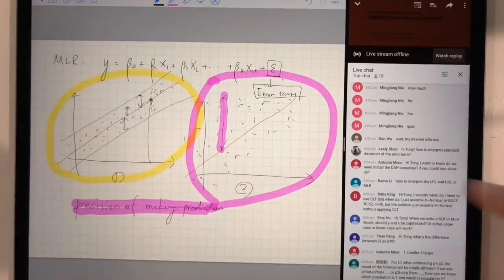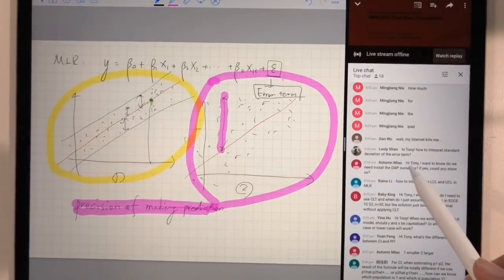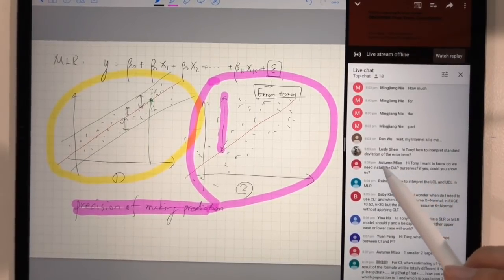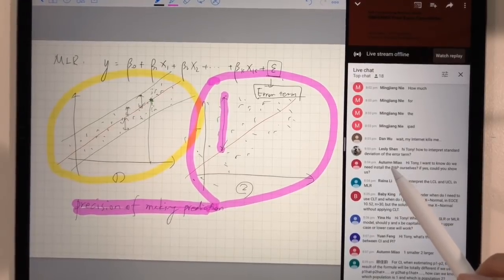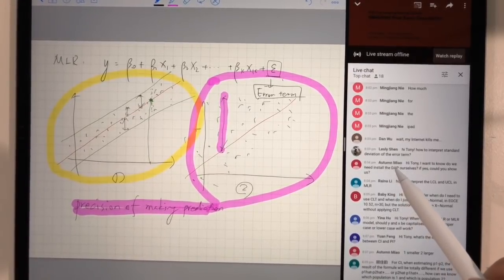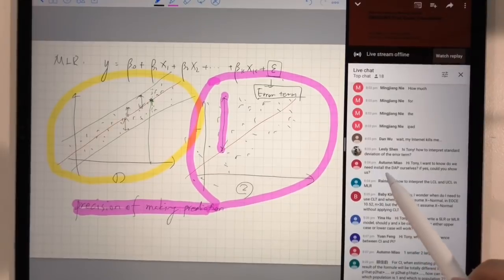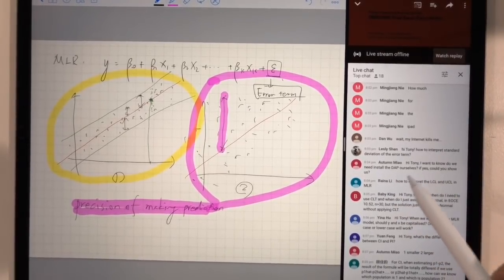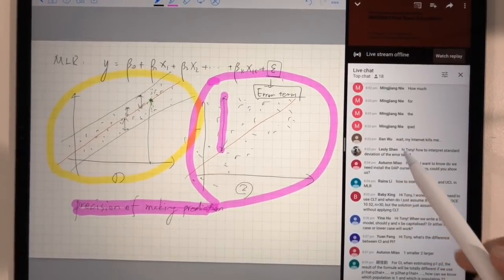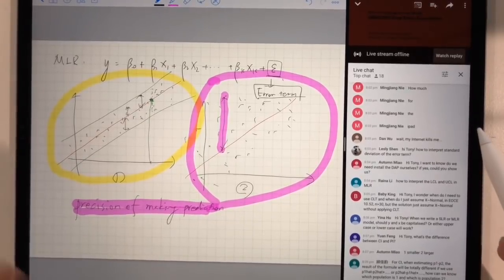Another question is, hi Tony, I want to know, do we need to install DAP ourselves? If yes, could you show us? Well, thank you for your question, Autumn. I believe in your Canvas, you will have a very clear instruction on the installation of DAP, because I don't have a computer with me, so sorry, I can't do that for you.